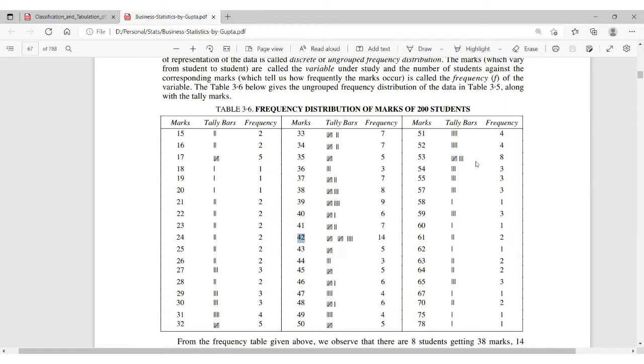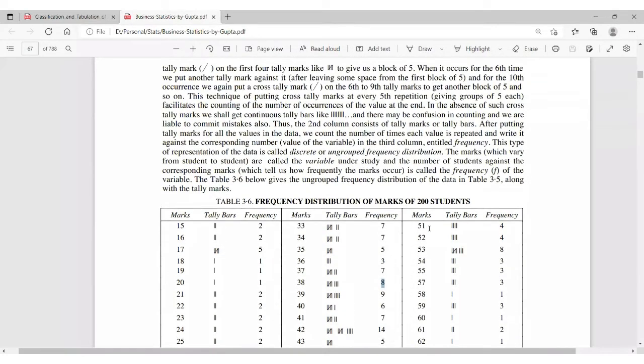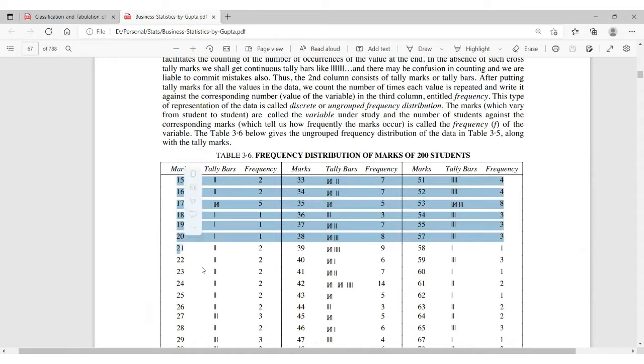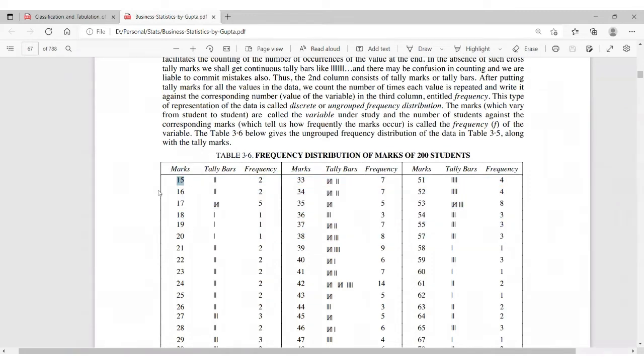Similarly, 8 students got 53 marks. 8 students got 38 marks. 9 students got 39 marks, and so on like this. This is called the frequency distribution table. So in this, marks are the variable. These are single marks, single numbers. So this is the discrete series.